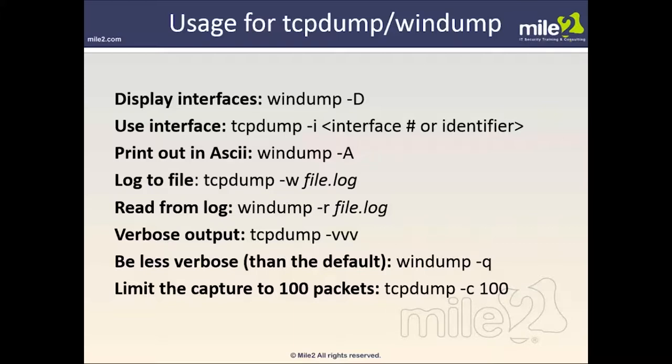We can also get verbose output via minus VVV, the very verbose, or be less verbose by using minus Q. We can also limit the capture, for example, to 100 packets if we wanted to, by using minus C and then 100 for the 100 packets. Now keep in mind, yes, this will run for both TCPdump and WinDump. That's why we have it kind of staggered back and forth.